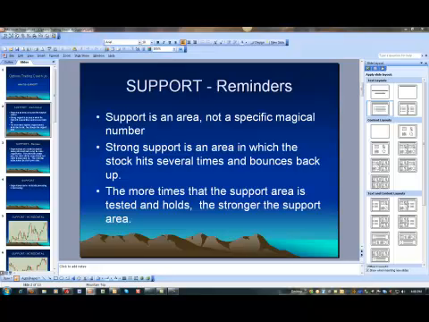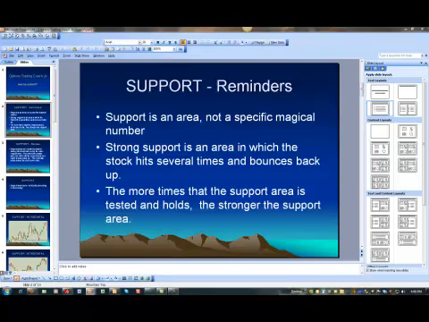A stronger support, or a strong support, is an area in which the stock hits several times and bounces back up. So it keeps testing support, support holds, and it bounces back up again. That is a sign of a strong support. Maybe you were watching a stock and it came down to a certain point and then went back up, and you wondered, is it going to hit that same spot or not? You have to watch it and see, and just remember, the more times it hits, the stronger it is.